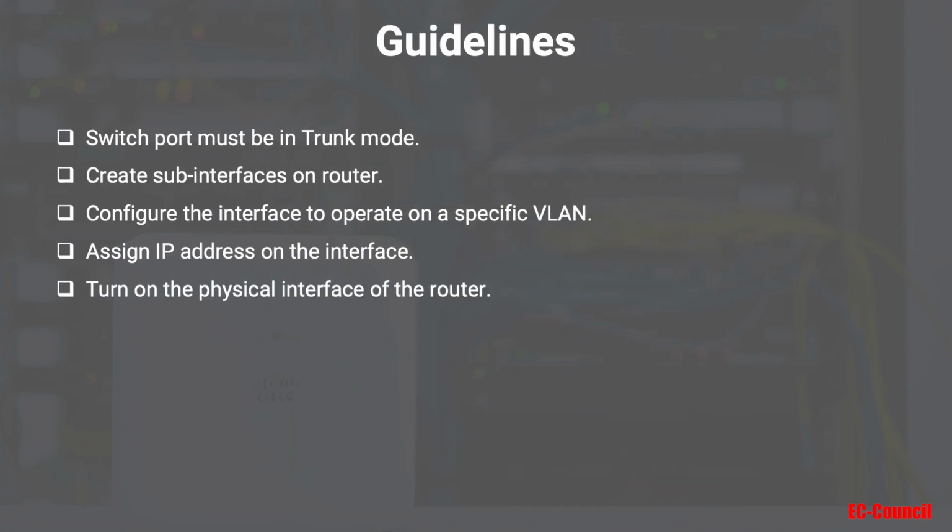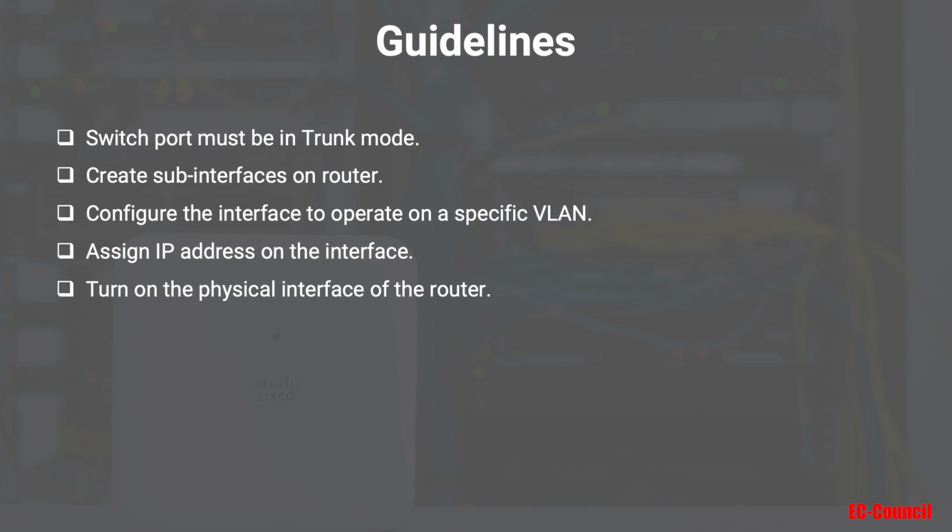The second guideline, create sub-interfaces on the router. For every VLAN that exists, create a unique sub-interface for that VLAN. Ensure that after you have created the sub-interfaces, configure the interface to operate on a specific VLAN, or to accept or transport specific VLAN traffic. Don't worry, we will take a look at configuring this in a lab within a few minutes.